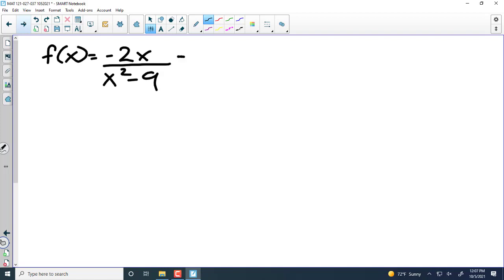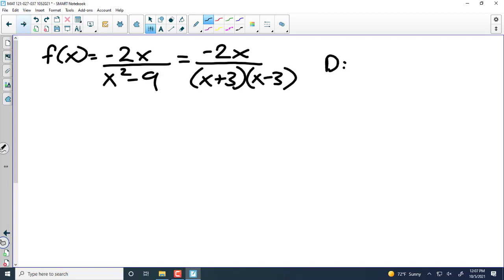I would factor that denominator. That way you don't forget to kick out any values. It is very, very easy to look at that denominator and say x can't be 3, and that's it. But remember, x also can't be -3, because that will also cause division by 0. So our domain is going to be everything except -3 and 3. I should say it in that order.